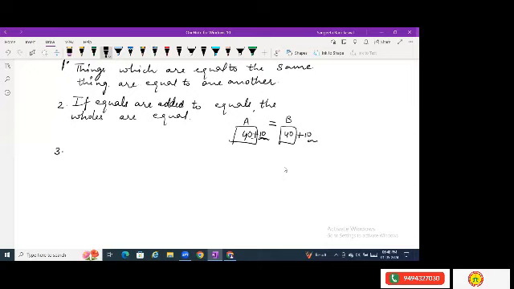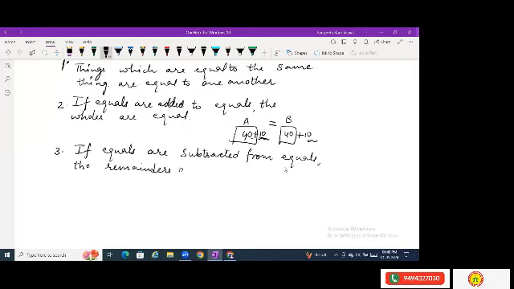Okay. Now see the third one. The third axiom is that if equals are subtracted from equals, the remainders are equal.